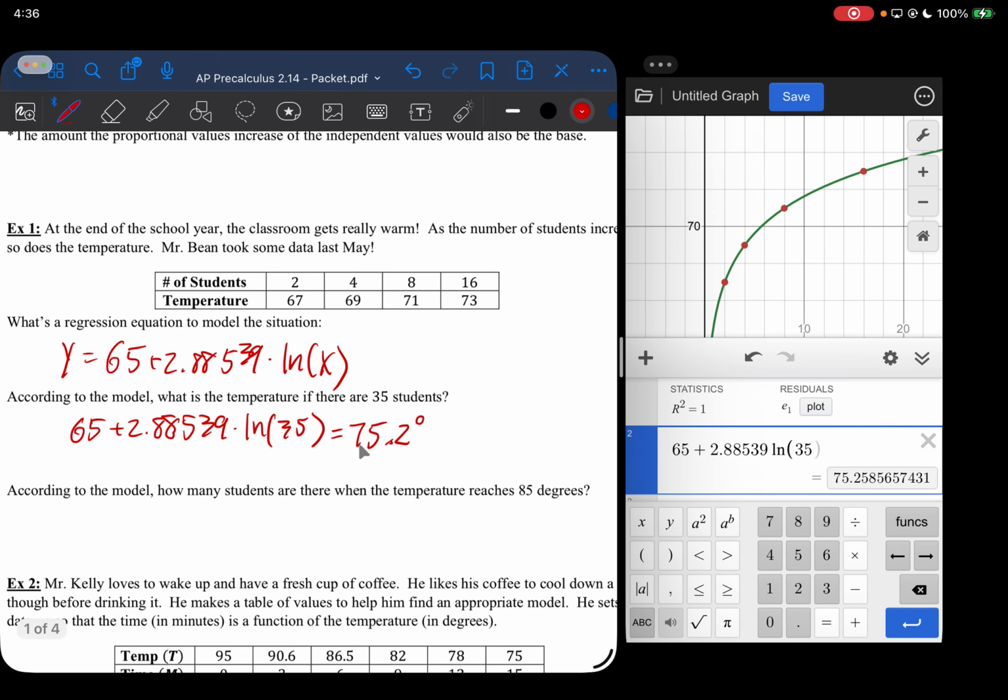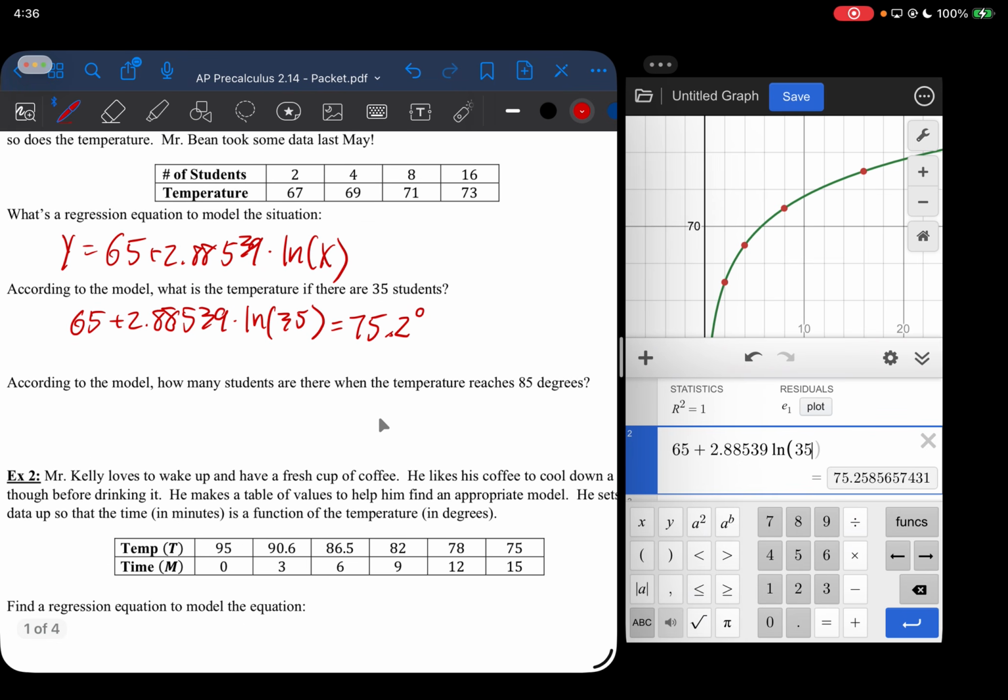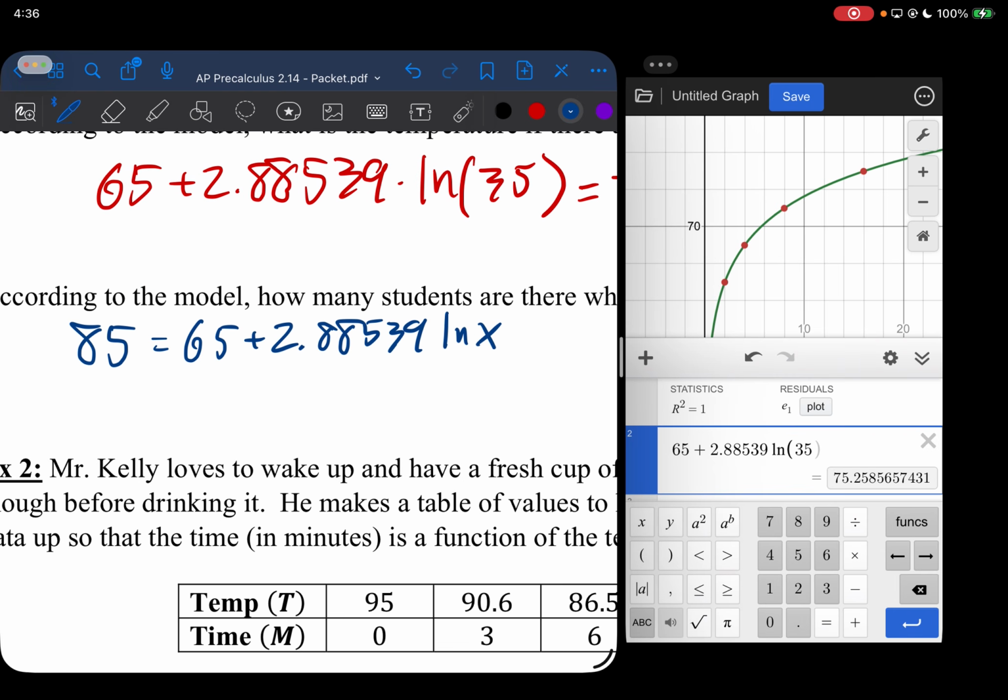Now the second question asks, according to the model, how many students are there when the temperature reaches 85 degrees? Here, 85 is what's substituted in for y. So 85 equals 65 plus 2.88539 ln of x. To get ln by itself, first we're going to subtract 65. So 20 equals 2.88539 ln of x. Then we'll divide 20 by 2.88539.